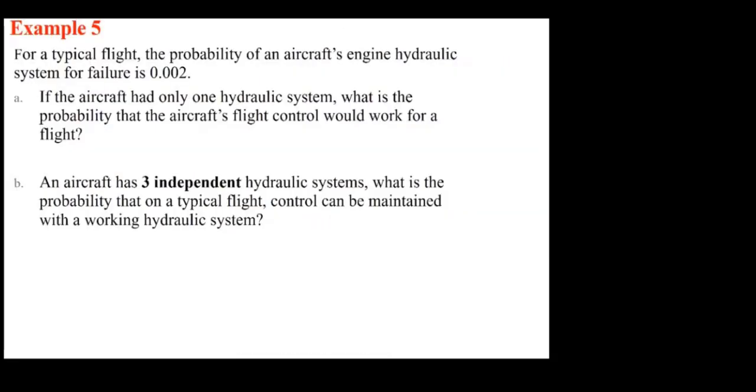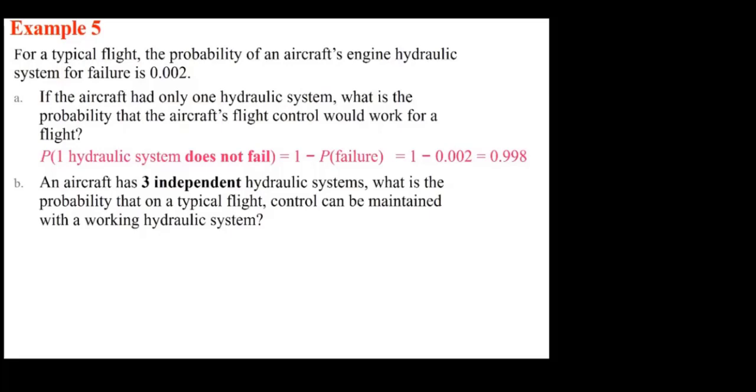For a typical flight, the probability of an aircraft's hydraulic system failure is 0.002%. If the aircraft had only one hydraulic system, what is the probability that the aircraft's flight control would work for a flight? This is the complementary event. It has a chance of 0.002 to fail. So 1 minus that would be the complementary event. And the chance of not failing is 99.8% or 0.998.